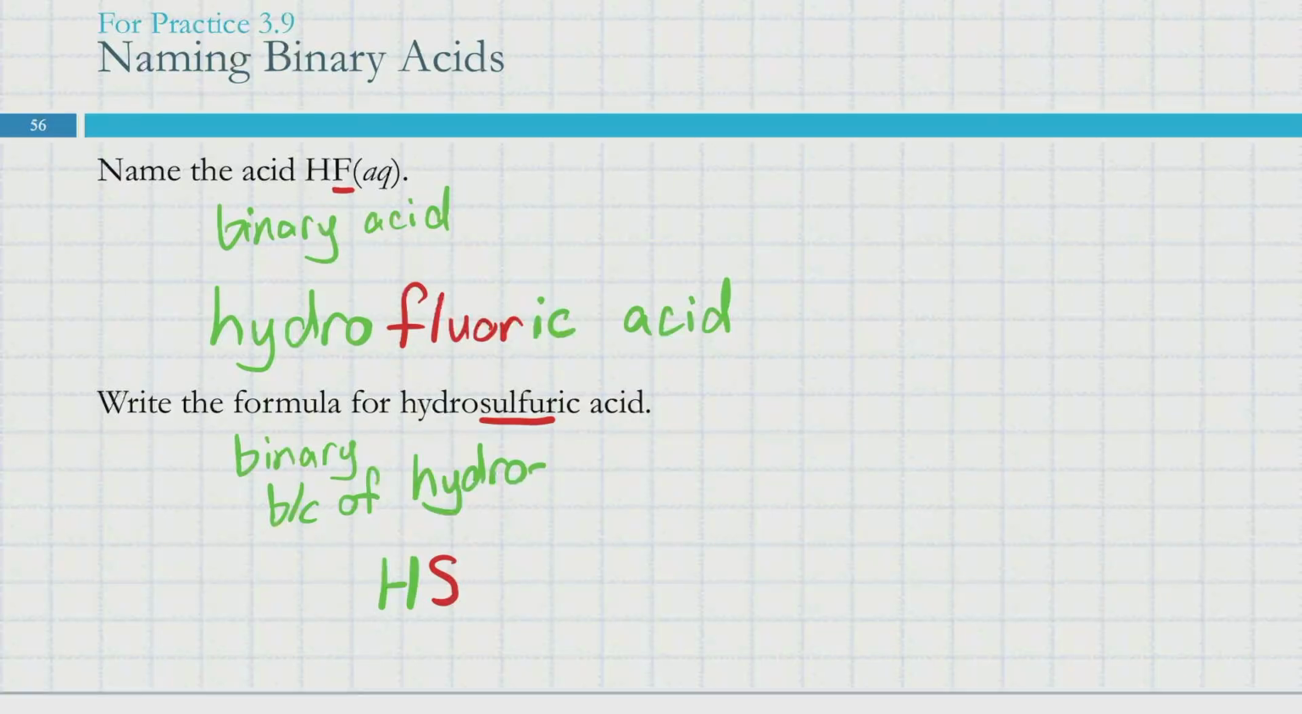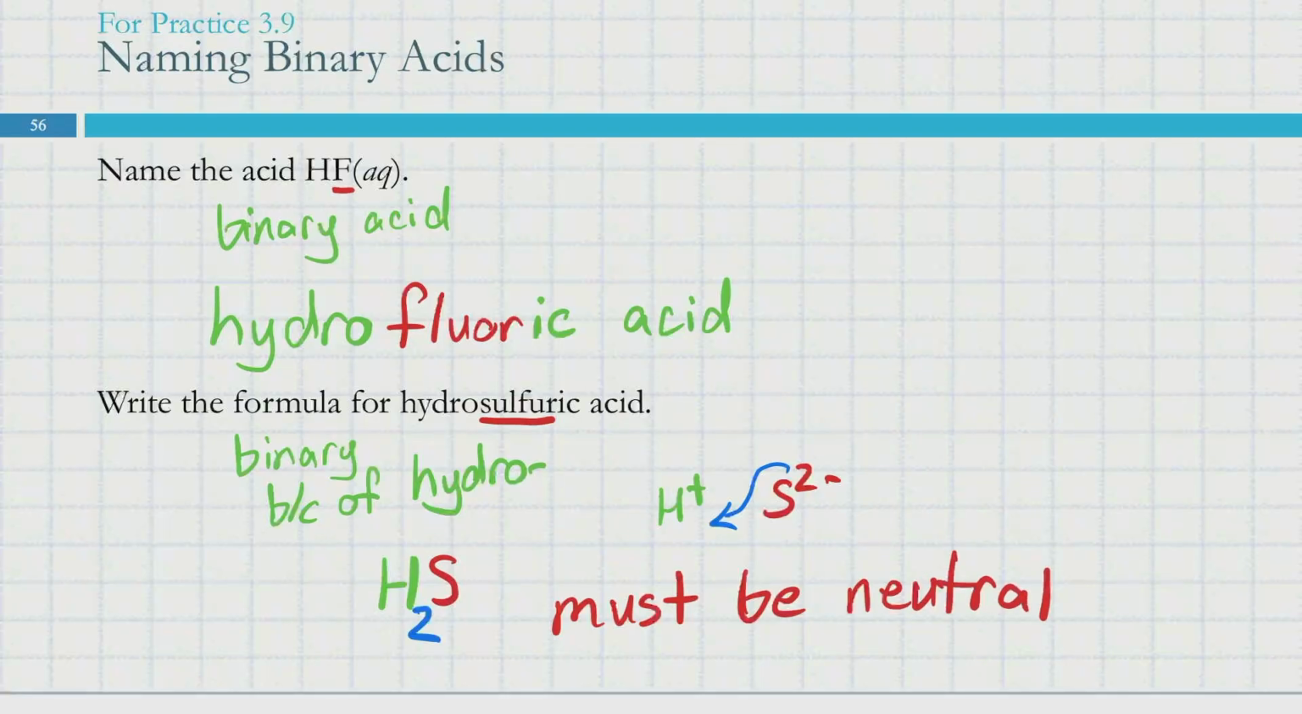What charge does hydrogen make when it's an ion? +1. What charge does sulfur have when it's an ion? It's a 2-. So if we put one H+ and one S2- together, are we going to have a neutral compound? We are not. How do we fix it? We swap and drop, or we crisscross. And this puts a subscript of 2 behind our hydrogen. So this is H2S. So it must be neutral.